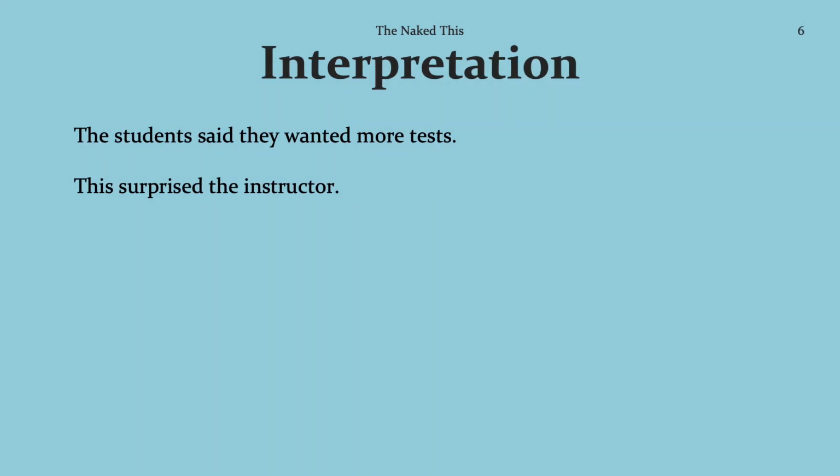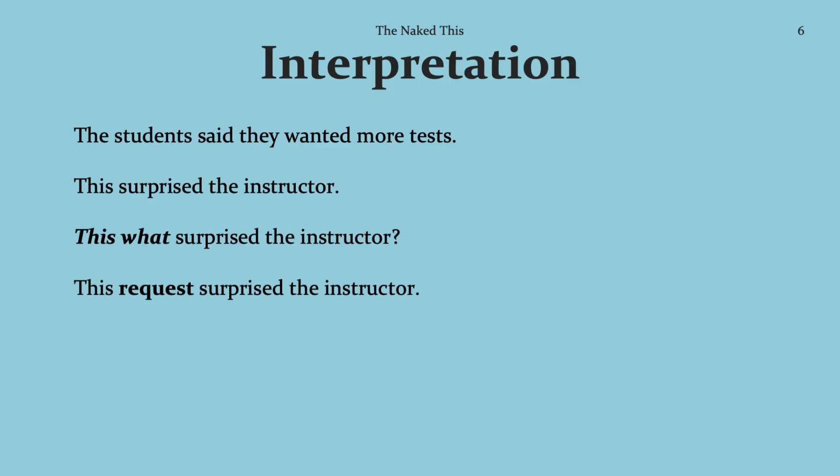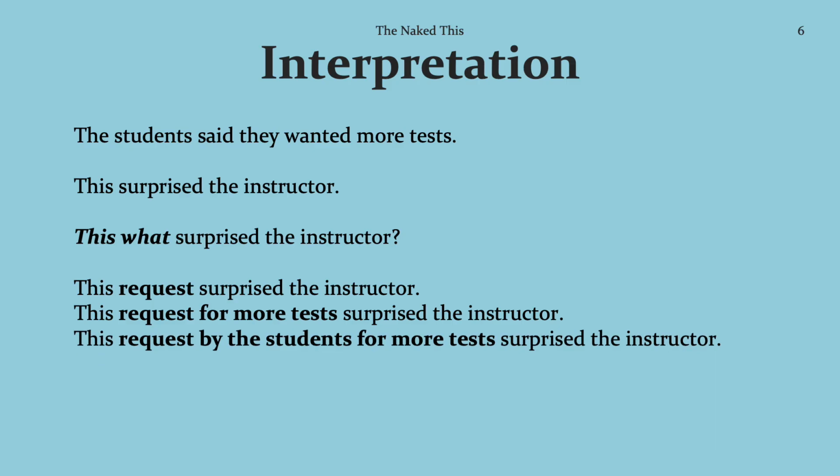Completing the noun phrase and pointing to the reference can also demonstrate a writer's interpretation. Take a look at this example. The students said they wanted more tests. This surprised the instructor. This what surprised the instructor? This request surprised the instructor. This request for more tests surprised the instructor. This request by the students for more tests surprised the instructor.